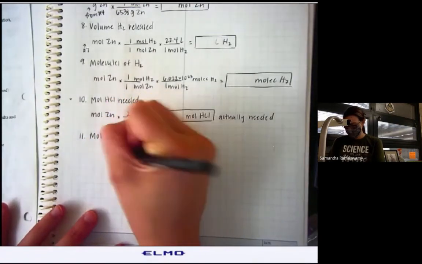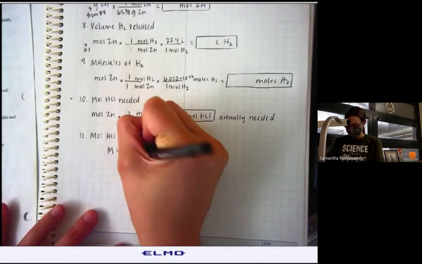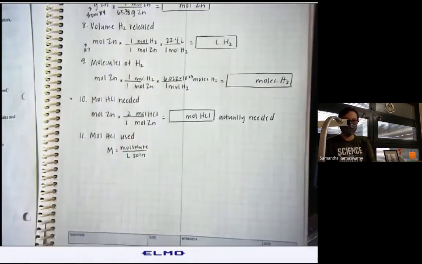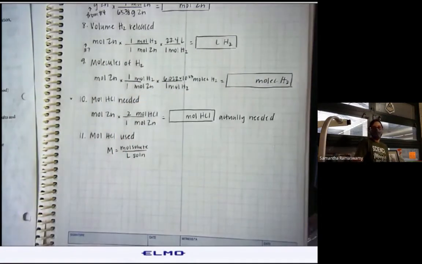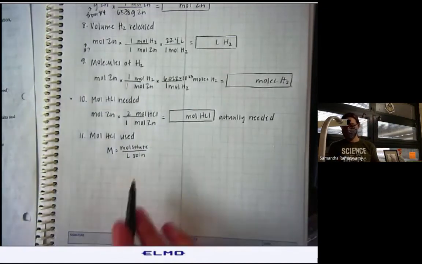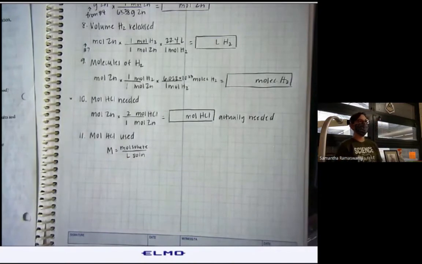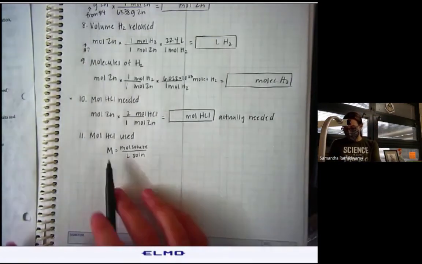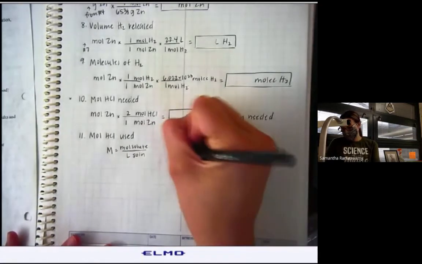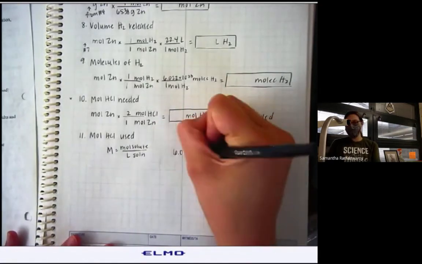Moles of solute over liters of solution. So molarity, another word for concentration: moles of solute over liters of solution. SOLN is how I abbreviate solution many times, like you'll see me abbreviate RXN for reaction. So we know that we had 6.0 molar HCl.